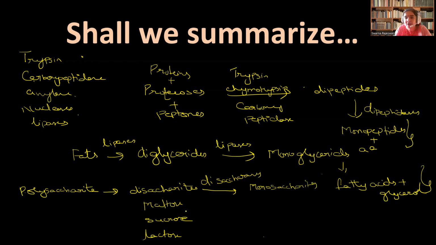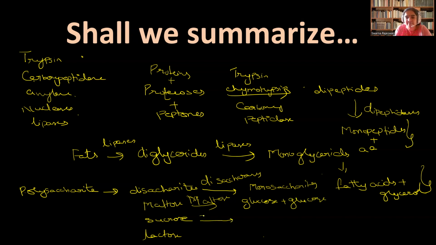For example, maltose is one of the disaccharides. This maltose is acted upon by maltase. 'Ase' means enzyme. Maltose is a disaccharide molecule, and it is converted by maltase into two glucose molecules. As maltose is a disaccharide containing two glucose molecules, the maltase splits maltose into two glucose molecules.